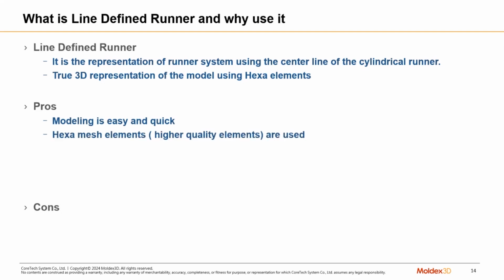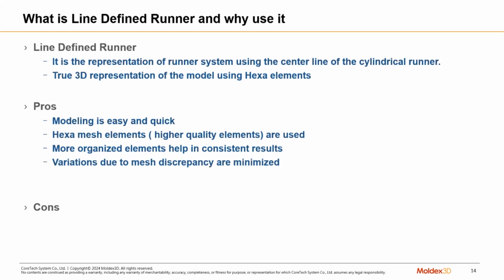Modeling is quick and easy. And as I said, hexa mesh elements are higher quality elements, and that's why it gives you the highest level of accuracy. More organized elements help with consistent results, and you'll see it in the upcoming slide. We have some examples and pictures showing that. And variation due to mesh discrepancies is minimized. Why? Because it's consistently distributed.